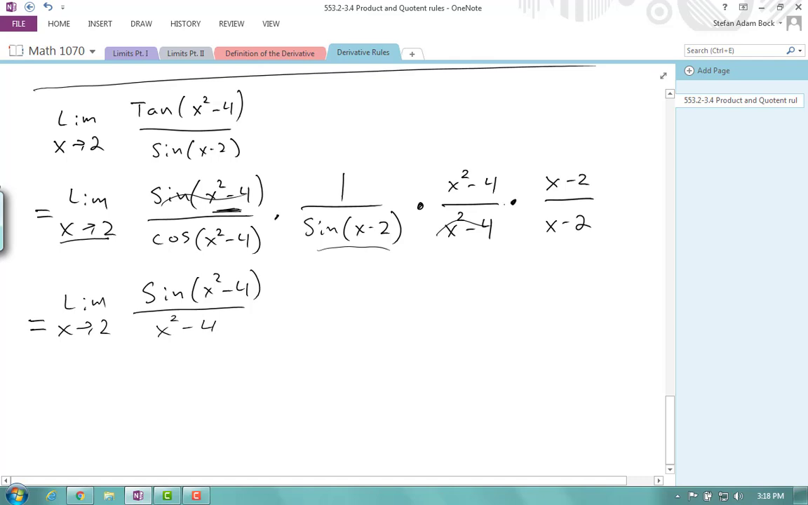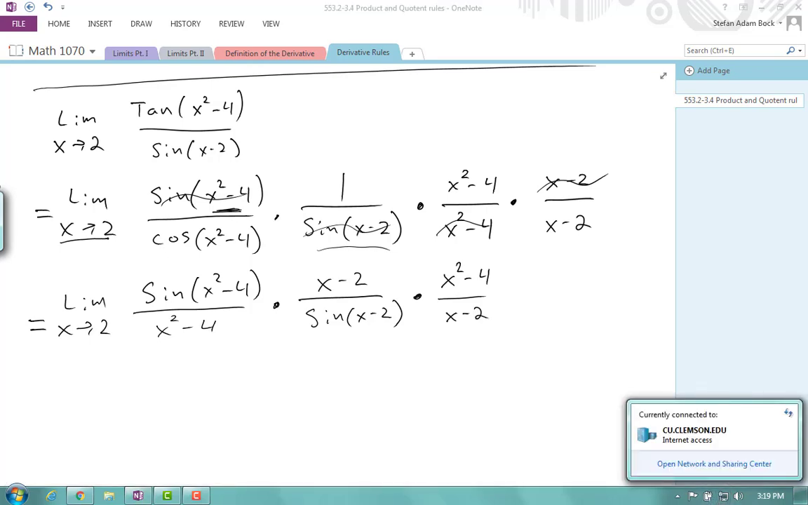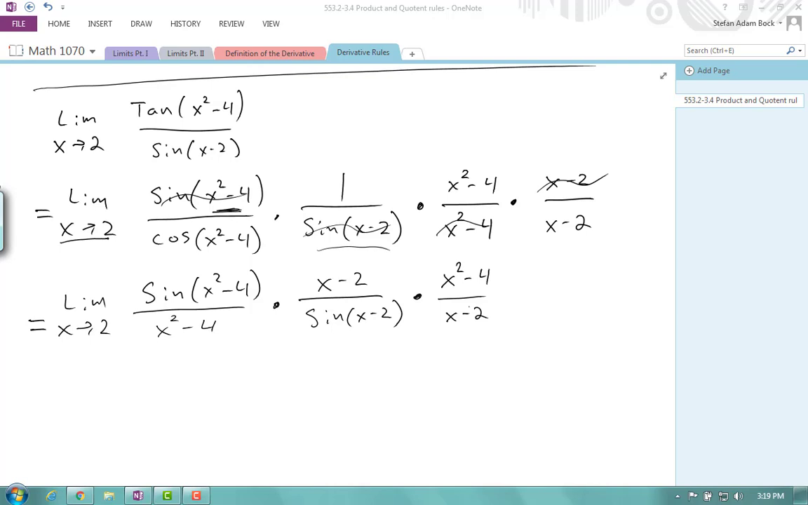So I've taken care of those terms. With my 1 over sine of x minus 2, I want an x minus 2. So I'll have an x minus 2 over the sine of x minus 2. And that takes care of that one and that one. Now what's left is I have an x squared minus 4 on top and an x minus 2 on the bottom. So I'm going to put those together because I know I'm going to be able to do something with that. Since this x squared minus 4 is outside of the sine, I'm going to be able to factor and cancel that with the x minus 2 pretty easily.